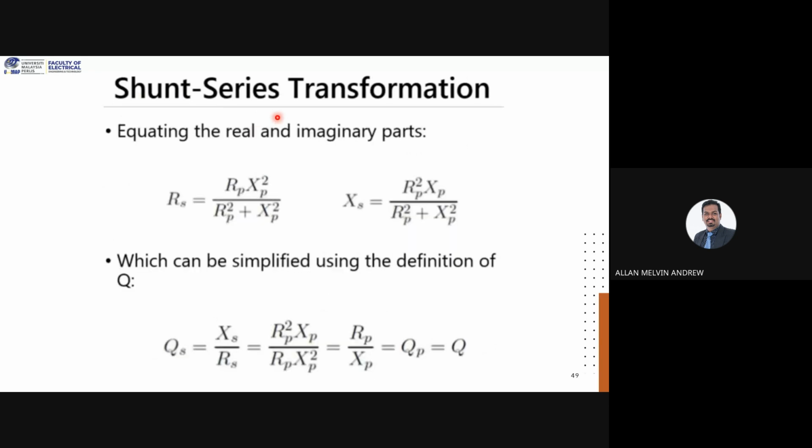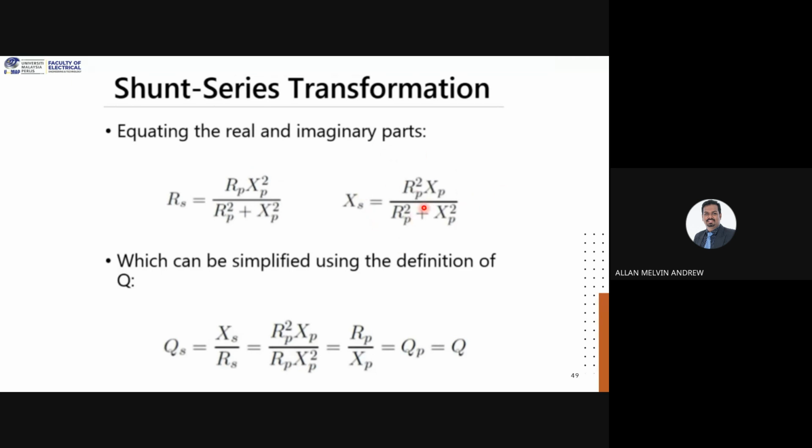Okay, shunt-series transformation, equating the real and imaginary parts. So this is for the real part. This formula is already calculated. Once you receive the information, you just need to substitute into it to find the value of RS or the missing value. At times RS is given, and one value, let's say XP, is not given. Then you need to substitute the values in order to find XP. Then this is the imaginary part.